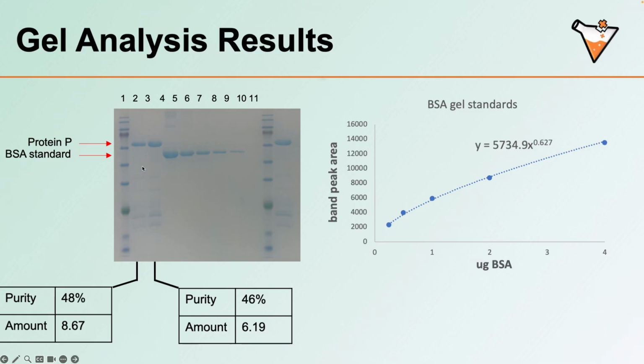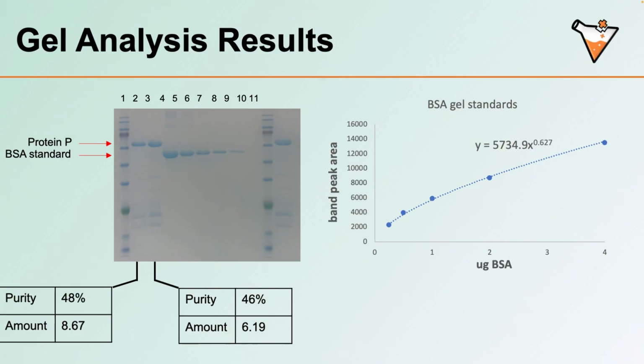So what I got using lane 1 was 48% purity. So this large band was 48% of my total, and 8.67 mg per mL of that protein. In the second lane, which is just another sample of the same protein sample, I got purity 46%, so that matches. But for the amount, I got 6.19 mg per mL of this protein. So this just illustrates the fact that you need to take your results with a grain of salt.